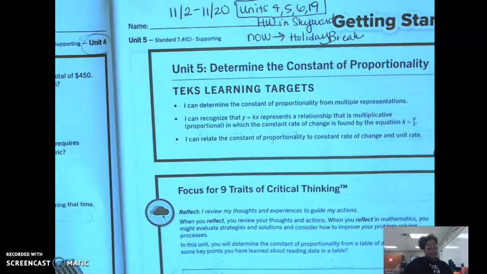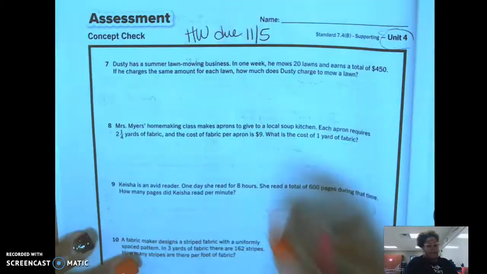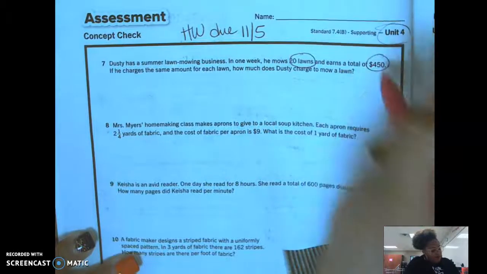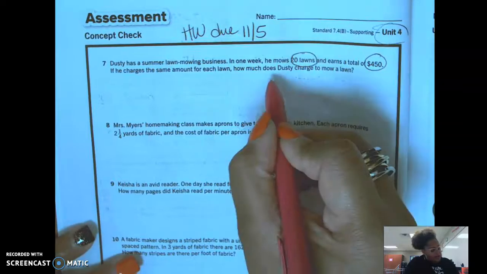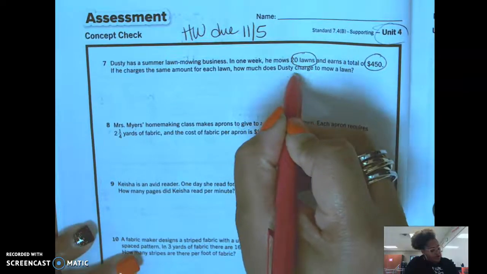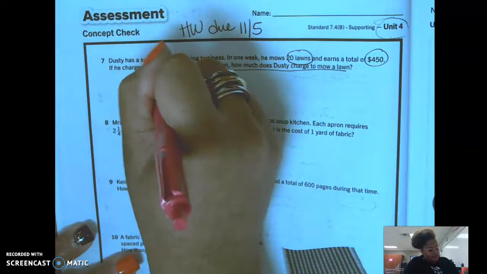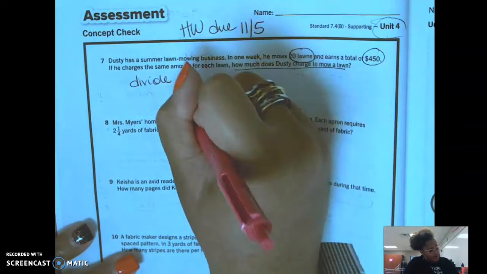7. Dusty has a summer lawn mowing business. In 1 week, he mows 20 lawns and earns a total of $450. If he charges the same amount for each lawn, how much does Dusty charge to mow a lawn? You're dividing. Dollars per lawn.